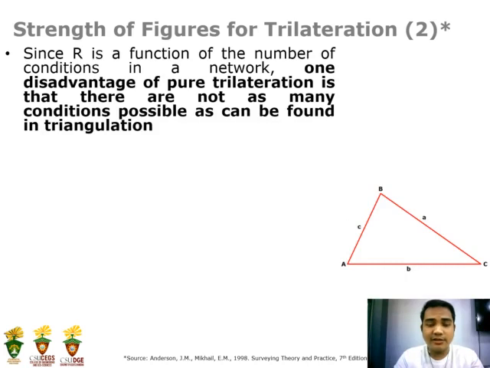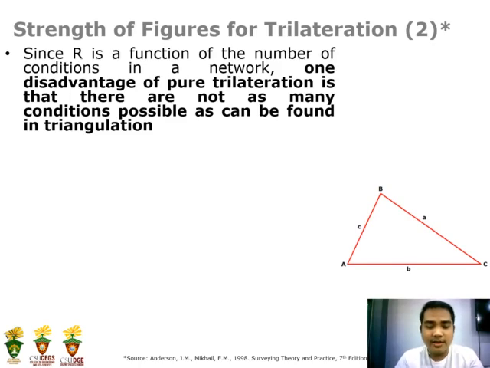Since R, or the strength of figure, is a function of a number of conditions in a network, one disadvantage of pure trilateration is that there are not as many conditions possible as can be found in triangulation. So dili siya daghan, iyan na kadaghan ang conditions or possible conditions na makita nimo sa triangulations.